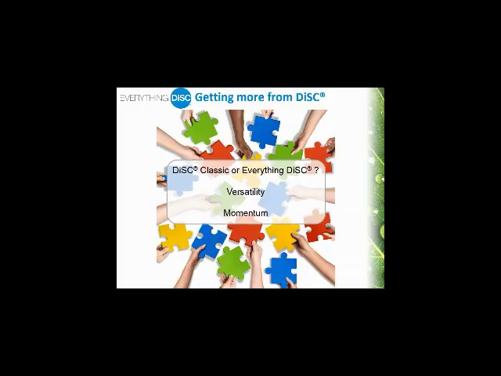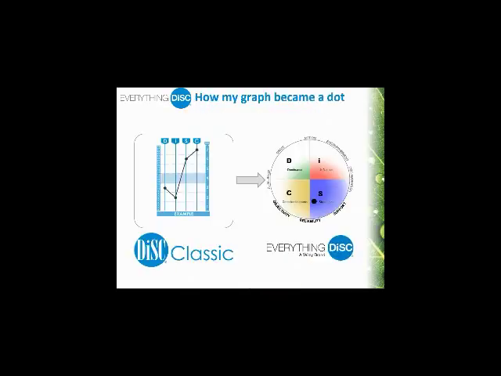As most of you know, the DISC model, devised by William Moulton Marston in 1928, is in the public domain, and there are several questionnaires out there on the market. Everything DISC is unique, the only DISC profile in the world that's able to plot results in a circular format, making visual interpretation and comparisons much easier and much more accessible for respondents. So let's start. How did my graph become a dot?